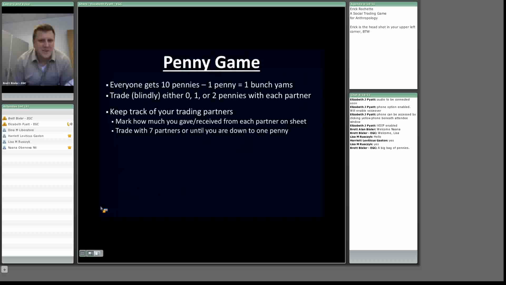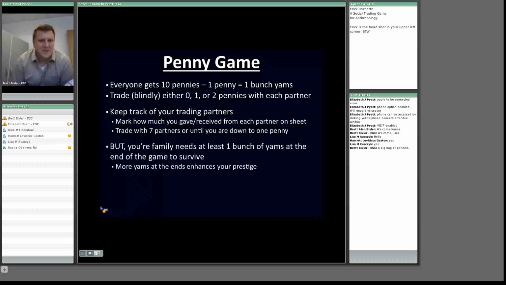And what happens is then you get engaged in that trade and you mark down whether or not you gave more pennies to that person than you received, and vice versa. And usually I set it up to something like 7 partners or a certain amount of time where you have to keep trading during that time period. And students basically engage in different strategies, maybe consciously or unconsciously. Some people sometimes are just generous naturally with these pennies. They don't necessarily see the point maybe right away.